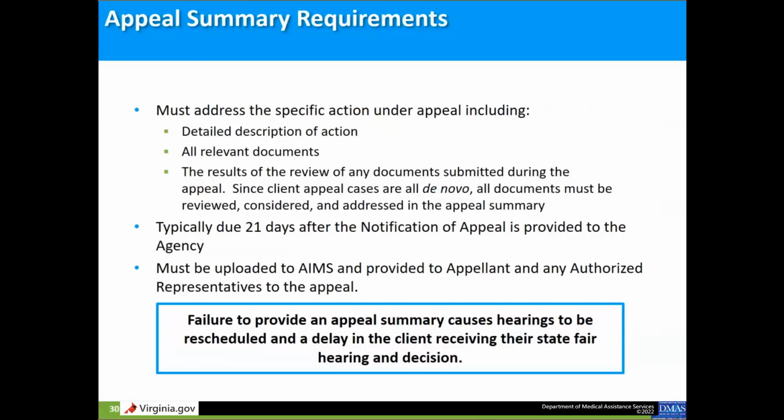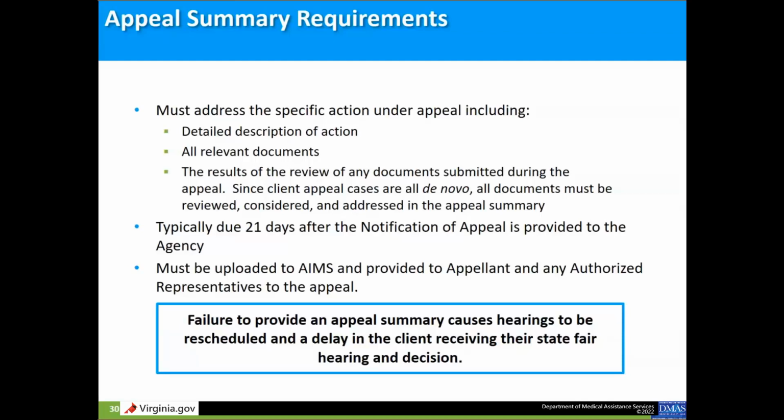Please also note that the appeal summary and accompanying documentation must be uploaded to AIMS, not to DMAS, and mailed to the appellant or the authorized representative. The DMAS Appeals Division does not have access to the DMAS system, and we cannot deem documents uploaded to that system to have been received by the Appeals Division. A failure to observe these rules will result in a delay of the appeals process and the appellant's receipt of a timely decision as required by federal law.